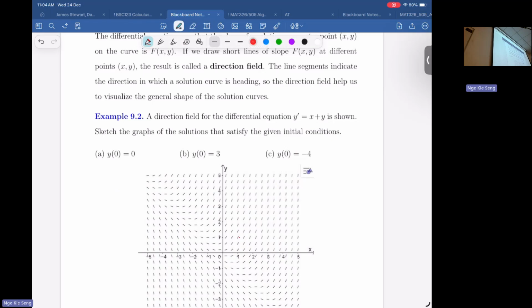Okay, so look at the point (1, 1). If you plug (1, 1) into your derivative, what do you get? Actually, you get 2. So the gradient is 2. What does the line look like when the gradient is 2? It's going from the third quadrant to the first quadrant, right?